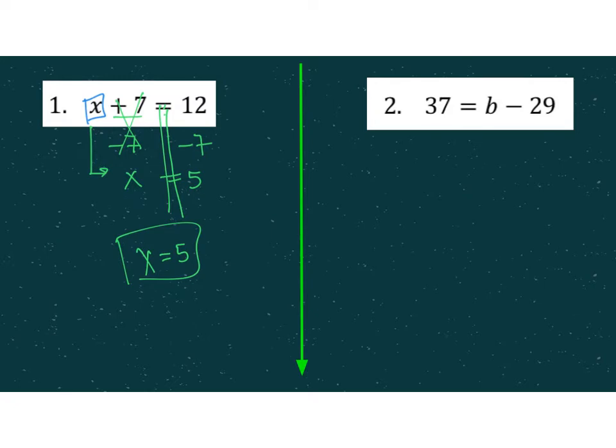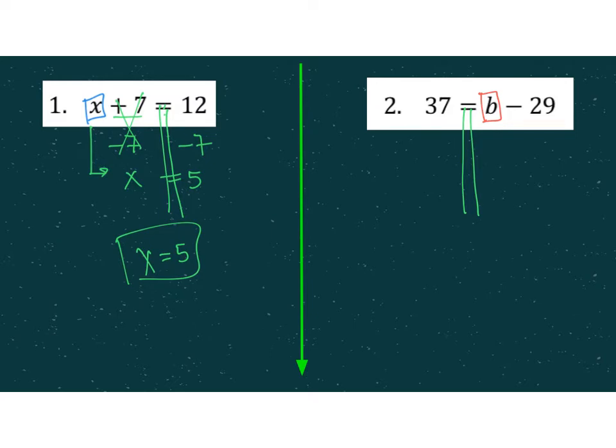In number 2, I have the equation 37 is equal to b minus 29. Now, remember to pay attention to where your equal sign is. So your equal sign is there. Your b, the variable, is on the right-hand side this time. That doesn't change our process. It doesn't matter what side of the equal sign our variable is on. We still use the same inverse operations to cancel what we're trying to get rid of.